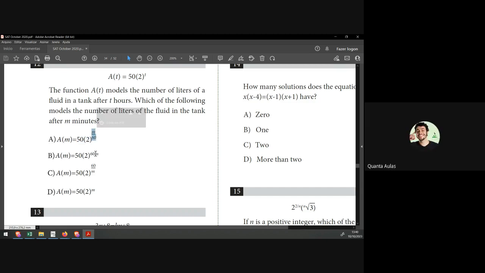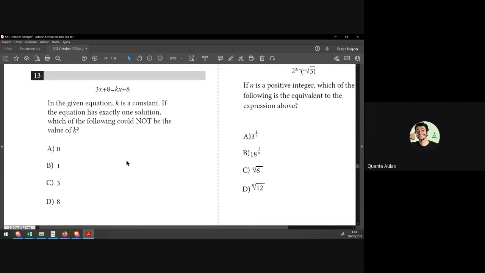If you put here 60 minutes, we will have a lot of liters. So it's wrong. Okay, do you understand the situation? I do. Okay, amazing. So pay attention in this description.